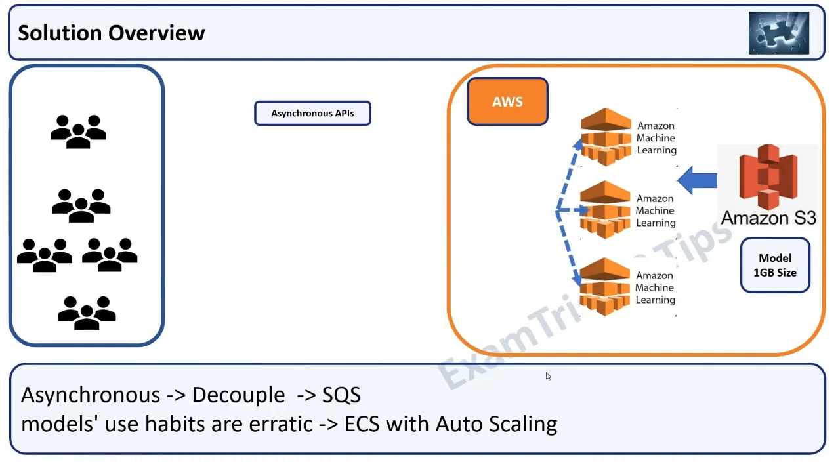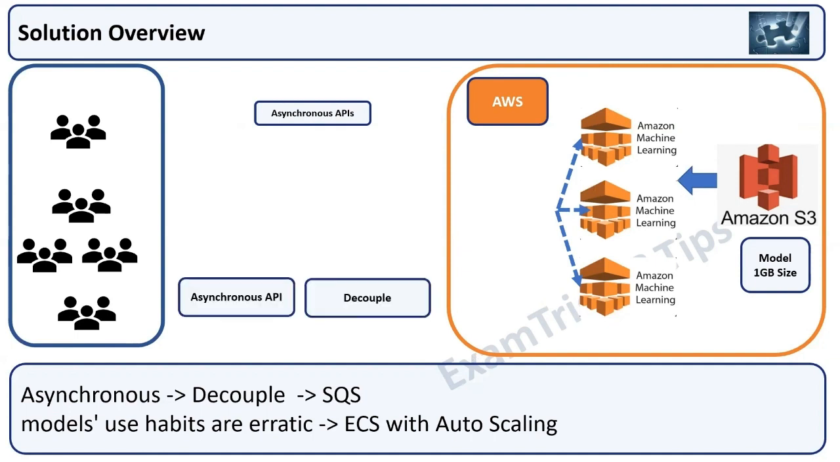In order to design this solution, we need to look at what's happening here. We have asynchronous APIs. That means we don't need an immediate update from users in terms of the machine learning model. They can wait. So whenever we have asynchronous APIs, we should decouple the solution. And for that, we should use SQS. That's the best option. We need to decouple it, use SQS. And for model usage being very erratic, that means the load that we are going to get on this solution is not predictable. That means we need some sort of auto scaling.